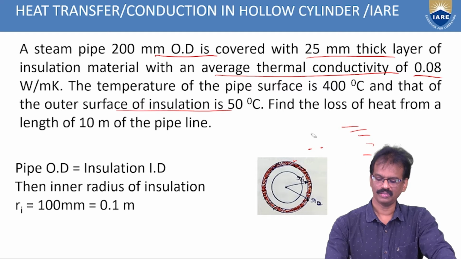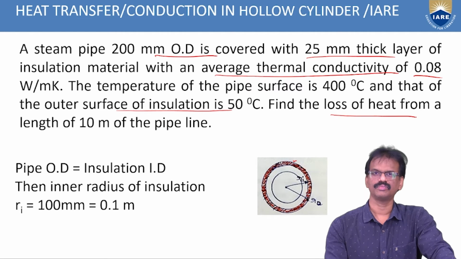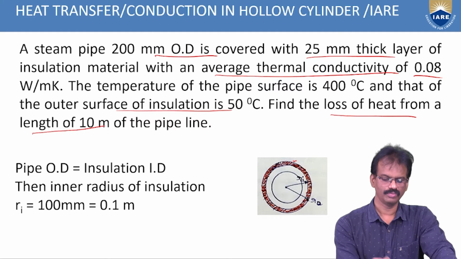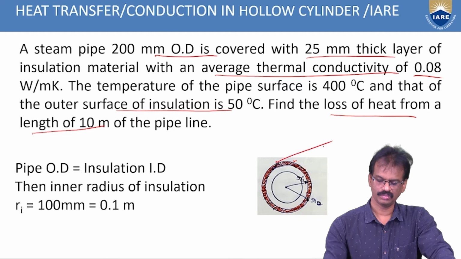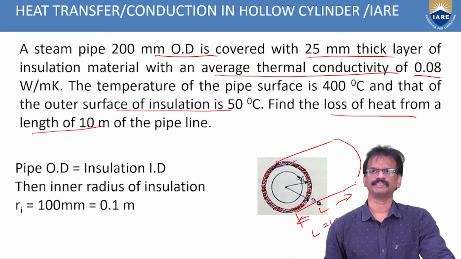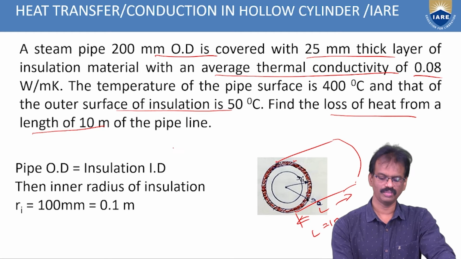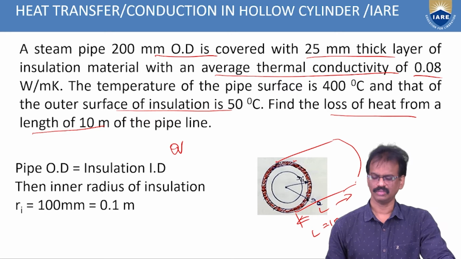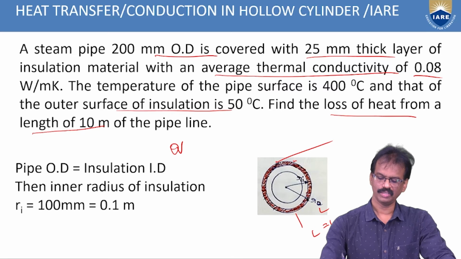What you have to find here is the loss of heat from a length of the pipe. The length of the pipe is also given. So L is equal to 10 meters. How to construct this one? Find the loss of heat. It means how to find the Q value. We already derived the formula for Q.